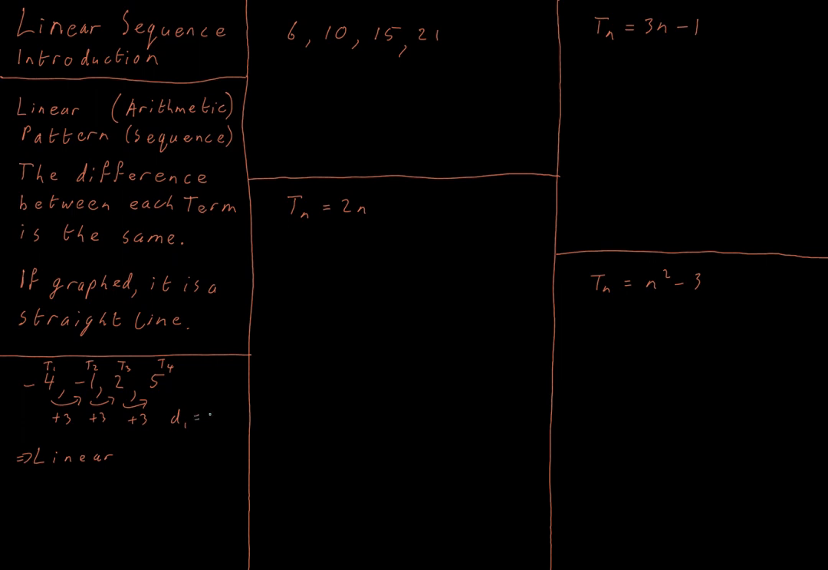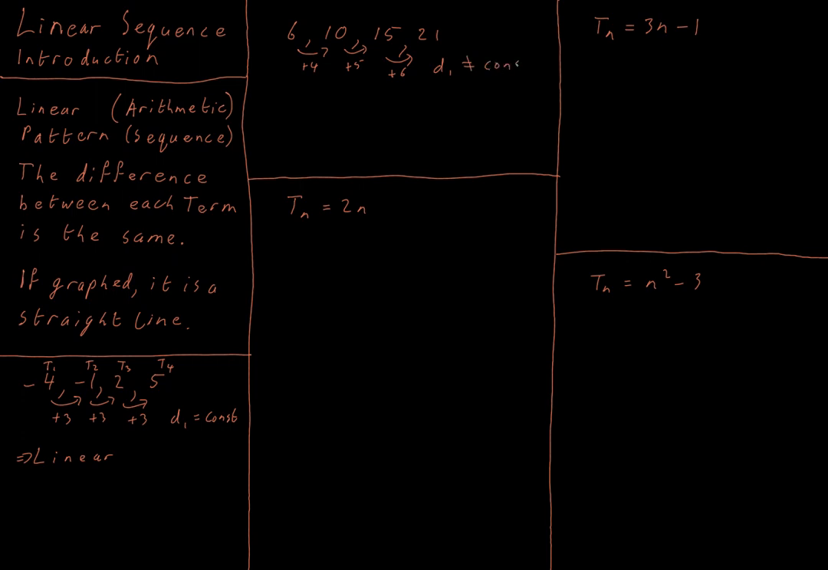So the difference is constant. It's always the same. Therefore, we have a linear pattern. So this pattern is linear based on the terms we've got so far. Well, what about this one? 6, 10, 15, 21. Well, we know our test for if something is linear is we're doing the same thing. We're adding the same thing every single time. So here we're adding 4 and we run into a problem because here we're adding 5 and here we're adding 6. So our difference is not constant.